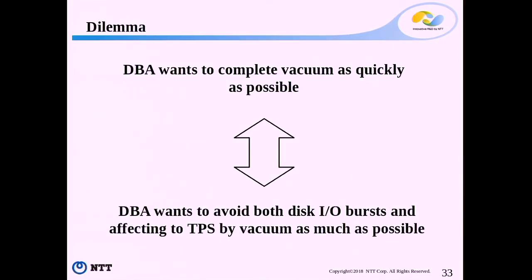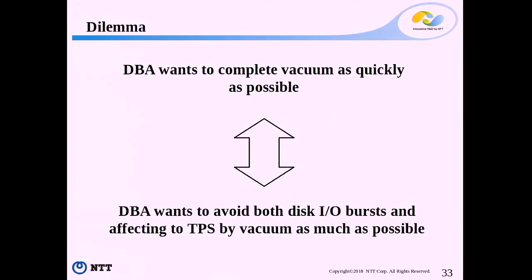A DBA wants to complete vacuum as quickly as possible, so a DBA wants to use hardware resources as much as possible. But at the same time, a DBA wants to avoid both disk I/O bursts and affecting TPS by vacuum as much as possible, so a DBA wants to use the vacuum delays. So a DBA needs to find the answer under this dilemma.